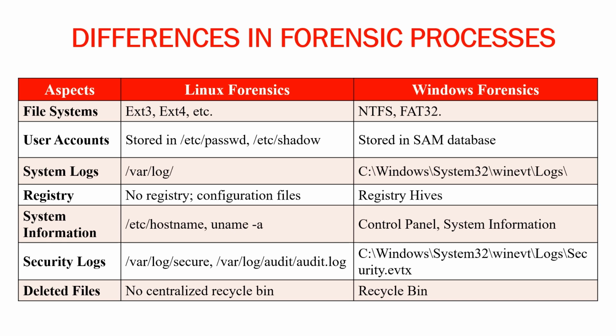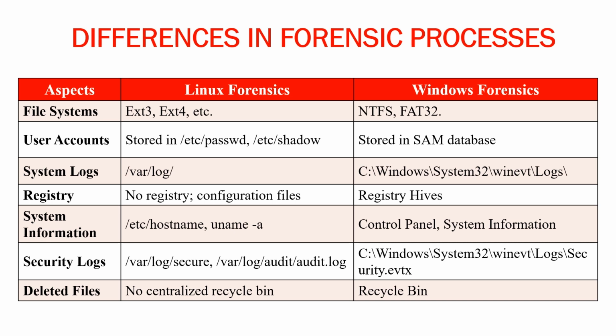In Linux, system logs are located in the var folder in the log directory, while Windows event logs are stored on the C drive in the log file. Linux doesn't have a registry system. Here the configuration settings are stored in files, while Windows uses a centralized registry and it contains hives. In Linux, the system information is found in files like etc hostname and through the command uname -a. In Windows, system information is available in the control panel.